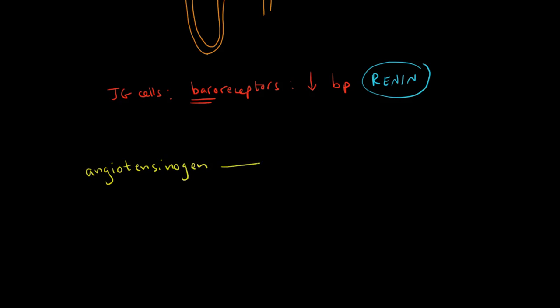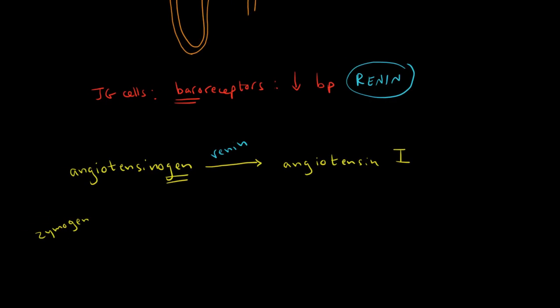Renin will cause the conversion of angiotensinogen to angiotensin 1. So renin catalyzes this reaction. We're going to write renin right here. Just to remind you, angiotensinogen is the inactive form of angiotensin, and we call that a zymogen. A zymogen is an inactive form of an enzyme, and you can tell if it's a zymogen by looking at the end of the word. If it ends with gen, you know it's the inactive form of the enzyme. So renin catalyzes the conversion of angiotensinogen to angiotensin 1.